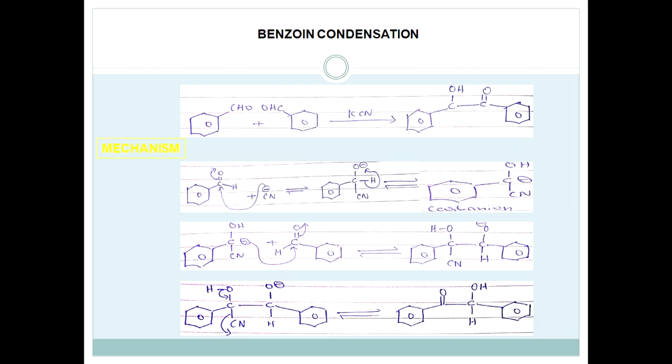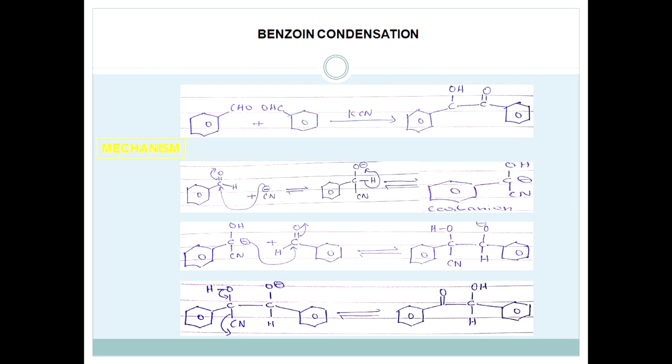In the next step, after the first step, the carbanion attacks another aldehyde carbonyl to form the link between the two molecules. So this carbanion attacks the other aldehyde carbonyl to form the link between the two molecules, and the addition product alkoxide is obtained.